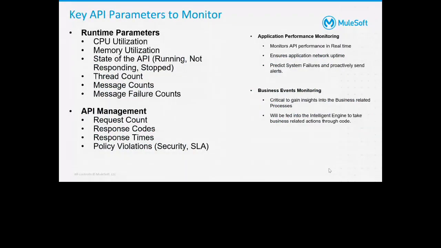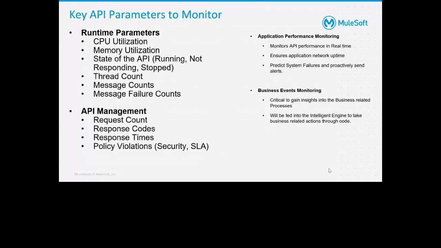We all are working on APIs. We all know what we monitor for generally. These are some of the key API parameters. One could be CPU utilization or memory utilization, the state of my API, running, not responding, or stopped, and so on. And then you also monitor thread count, message counts, and message failure counts. That's with your runtime parameters.